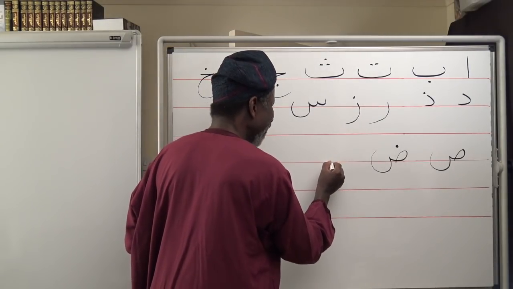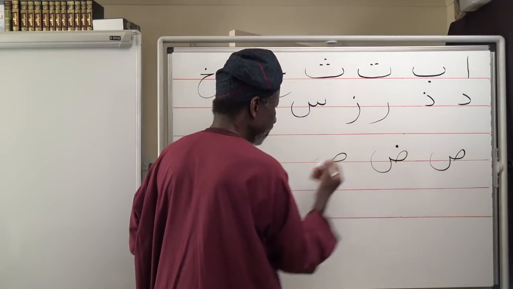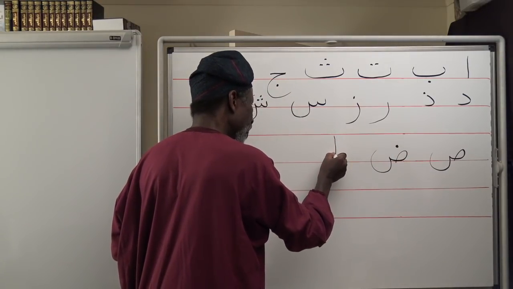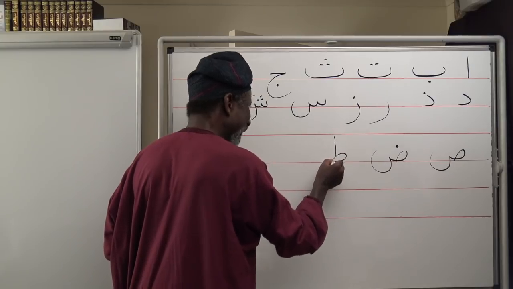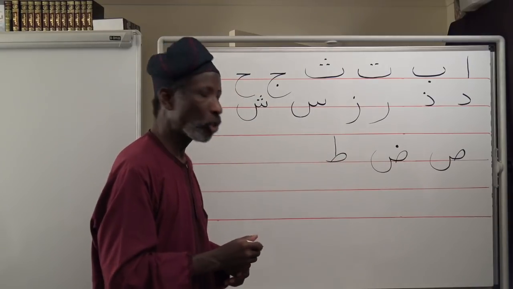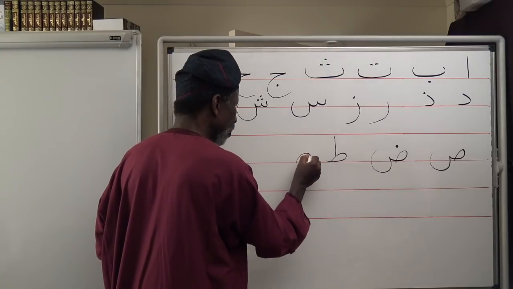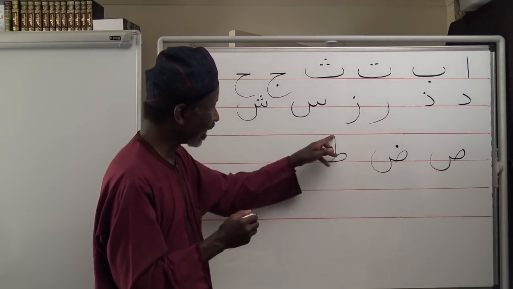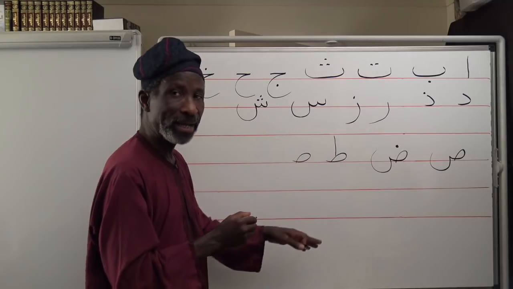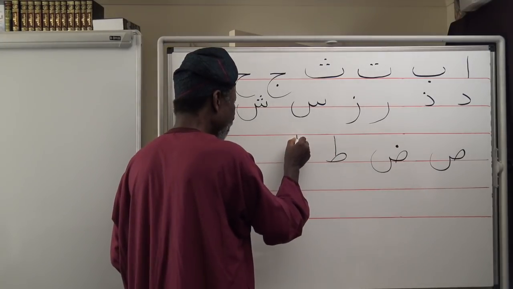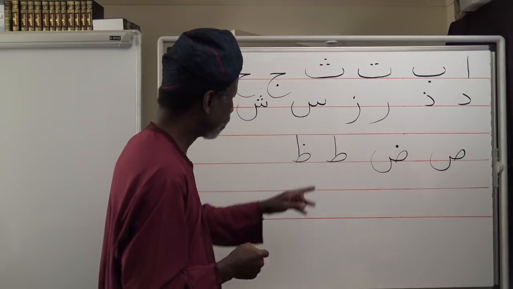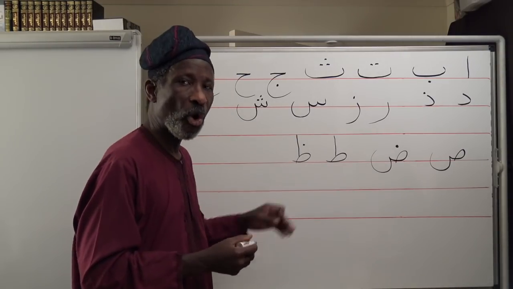Ta, this base is the same as this base, but it has no corner, and then you write your line down from top down. That's your ta. And za, the same shape. You do the base first, don't start with this line, do the base and then go back and put your dot. That's your ta and za.